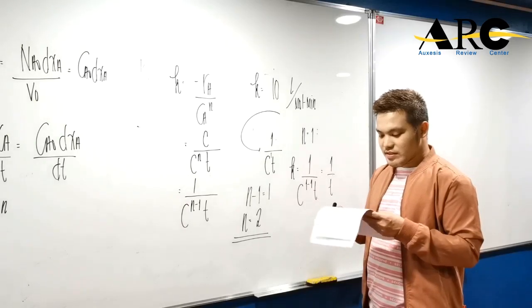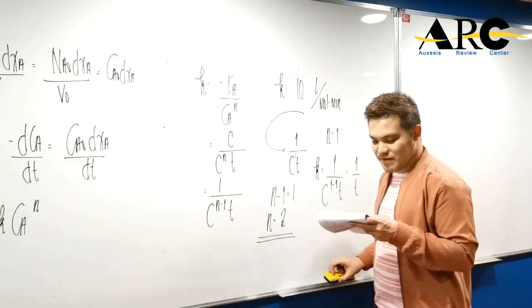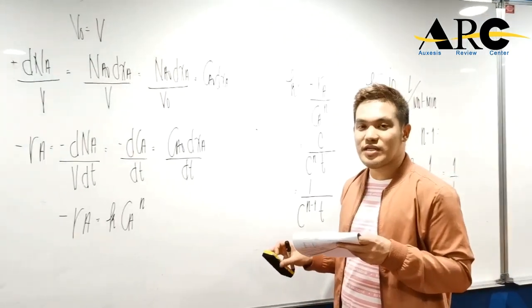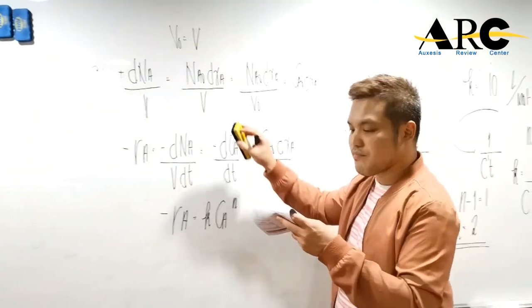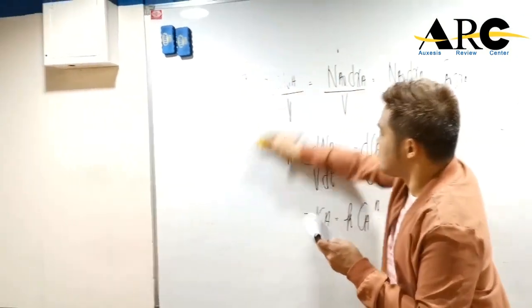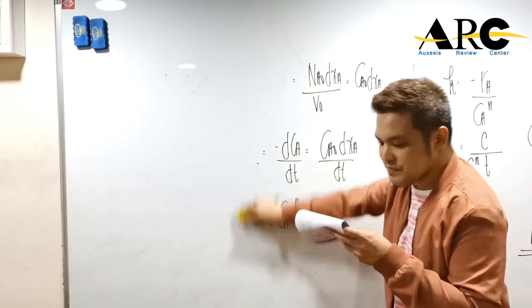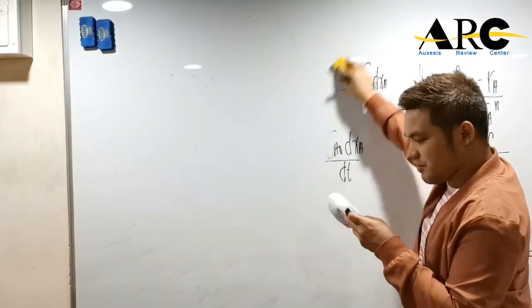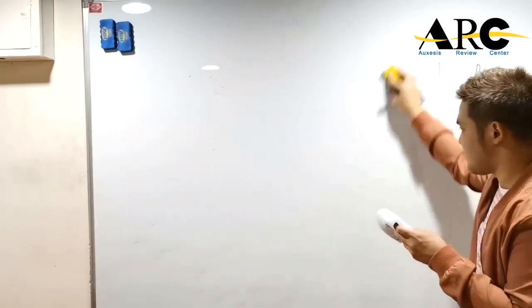So, try natin sagutan yung number 7. Hinahanap yung order ng reaction and also hanapin na rin natin yung rate constant K. So, for number 7, find the reaction orders with respect to A and B.